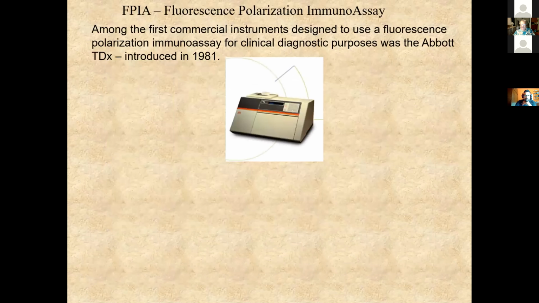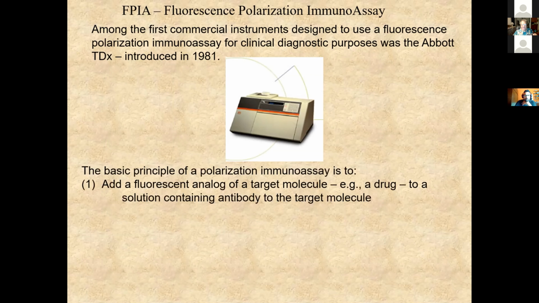And it's interesting to note that this approach revolutionized clinical chemistry when Abbott Laboratories introduced the TDx machine in 1981. This is fluorescence polarization immunoassays. And this was important because up until this time, immunoassays were done using radioactivity. And finally, there was recognition that this is dangerous and people wanted to get away from that. And that's where Abbott Labs came up with this machine.